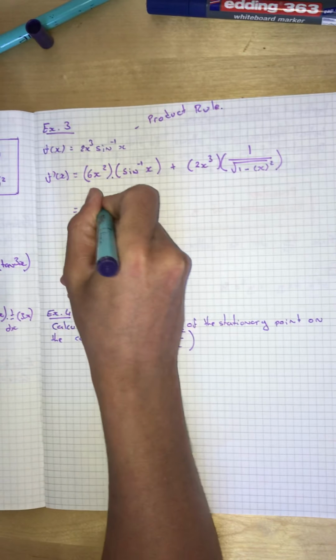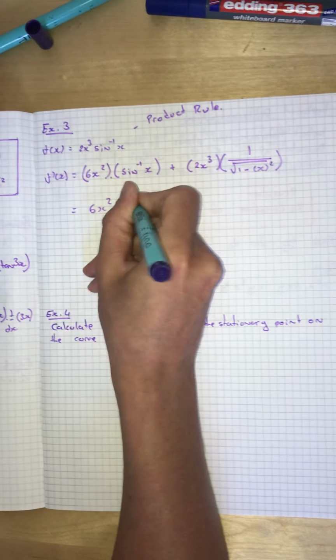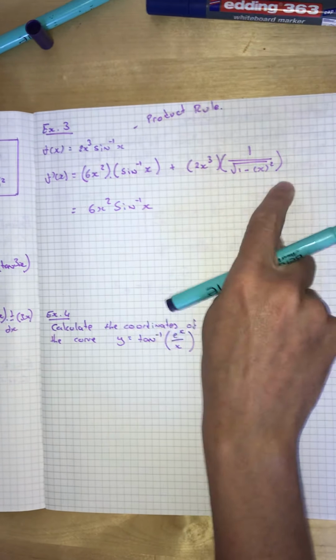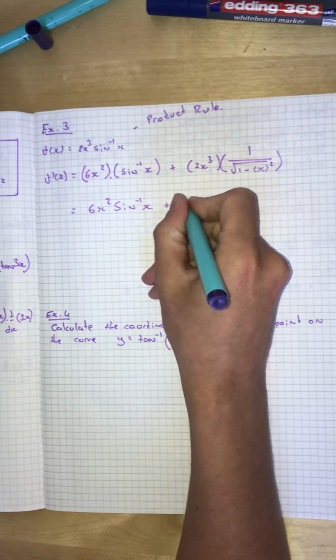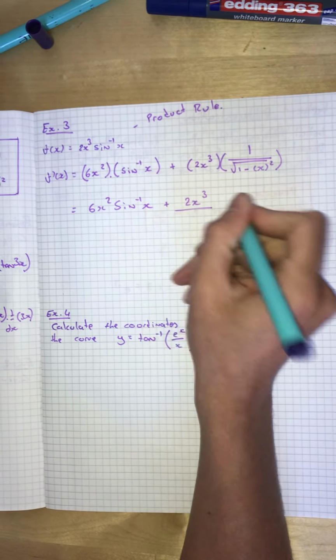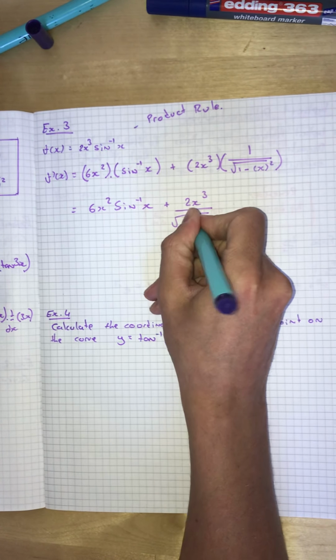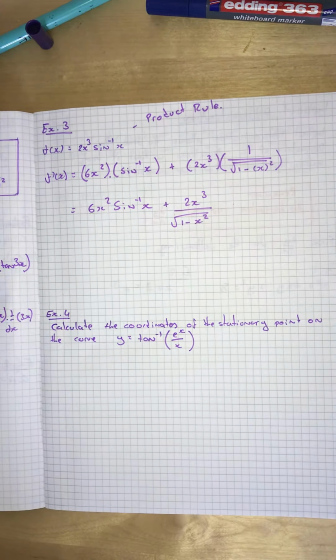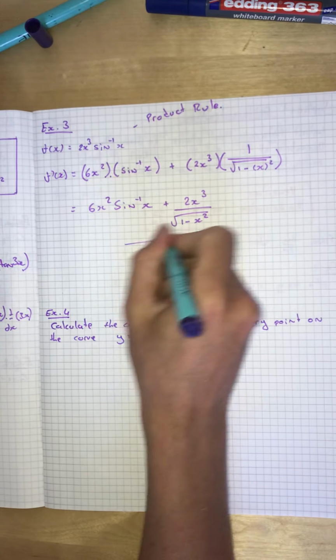So we can simplify that: 6x squared sine to the negative 1 of x plus 2x cubed all over square root of 1 minus x squared. And that is us differentiated that.